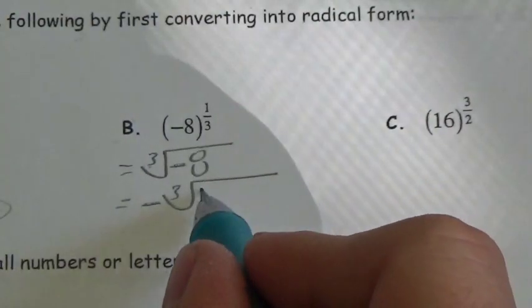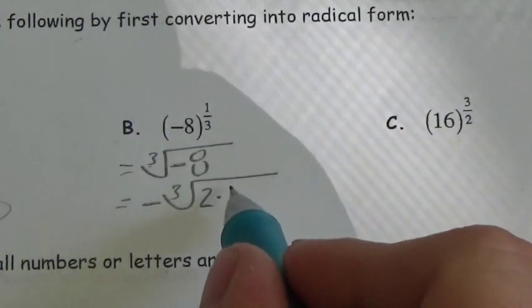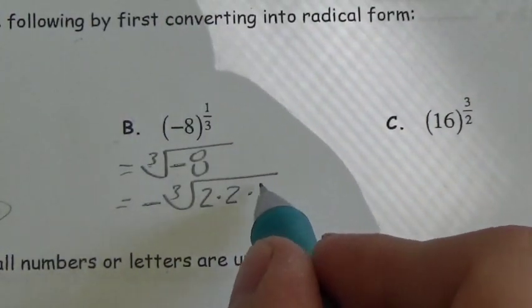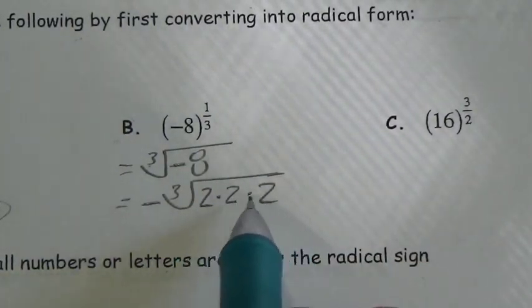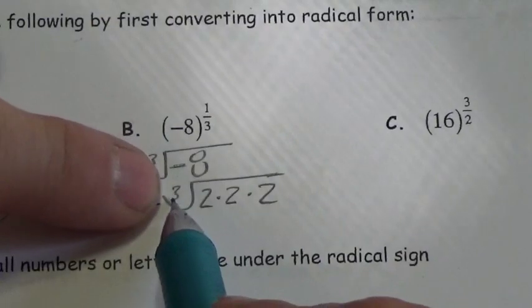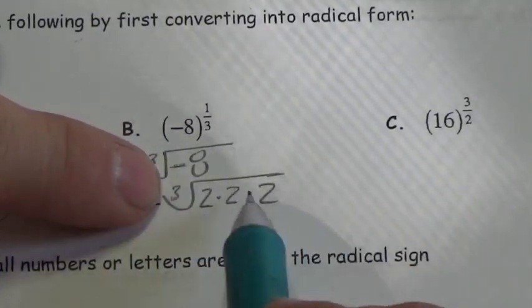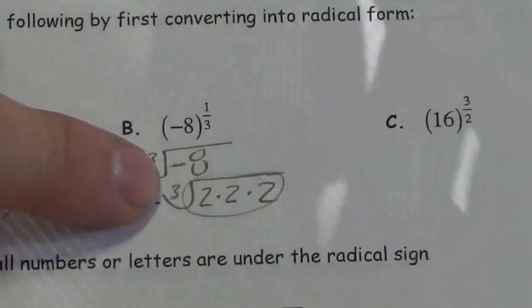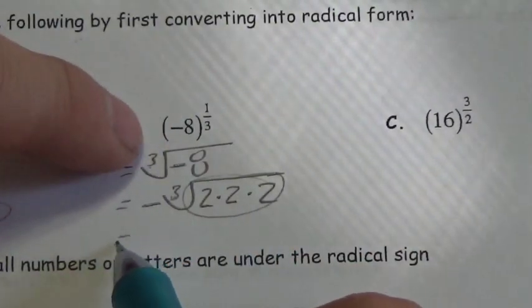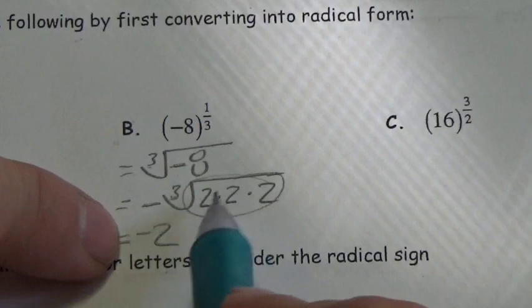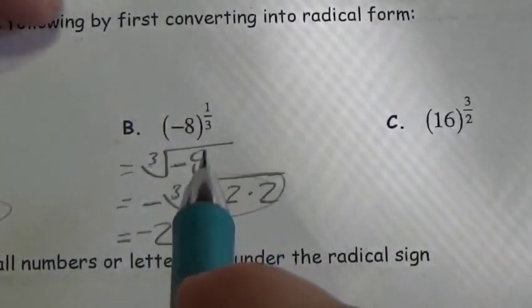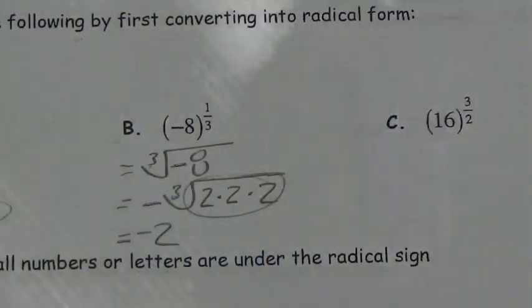Now 8 is divisible by 2, gives me 4, which is divisible by 2, which leaves me with 2 here. So 8 is just 2 times 2 times 2. I'm looking for groups of 3 of any kind of factor there. So again, there is that group of 3 2's there, so I yank out a representative of that group of 3. And then that actually took everything out of the radical. I'm done. The cube root of -8 is -2.